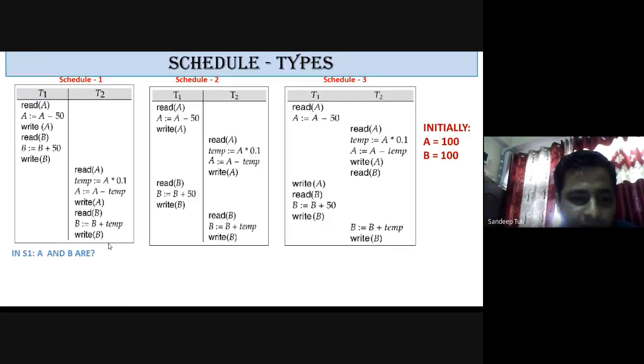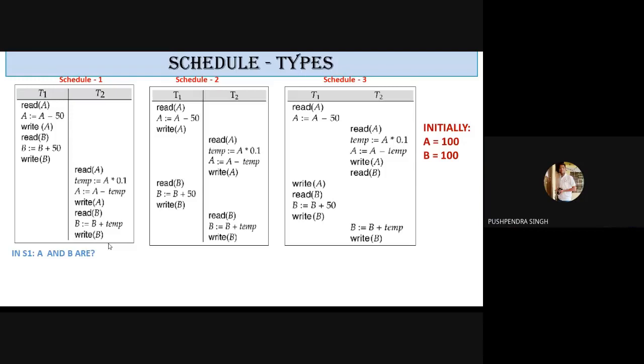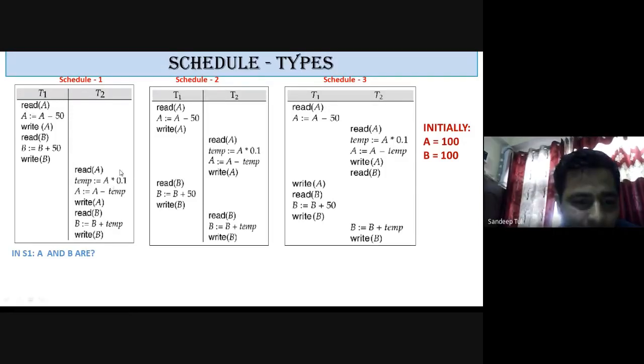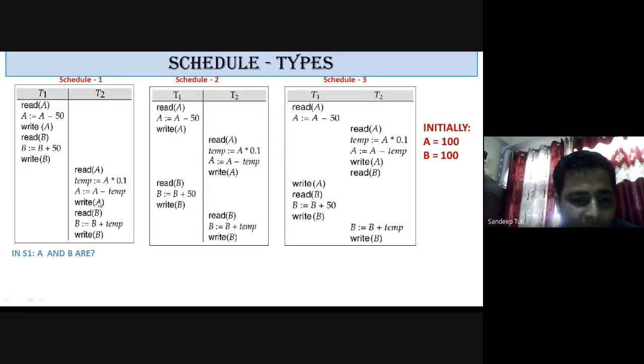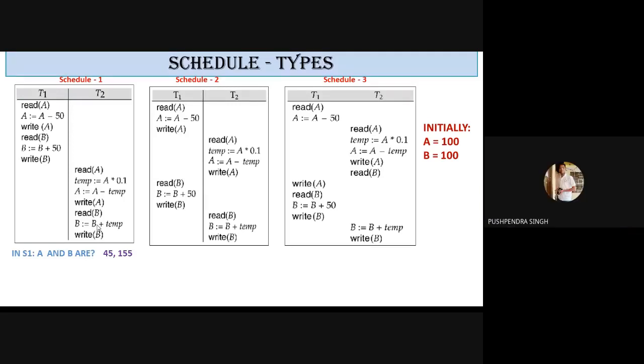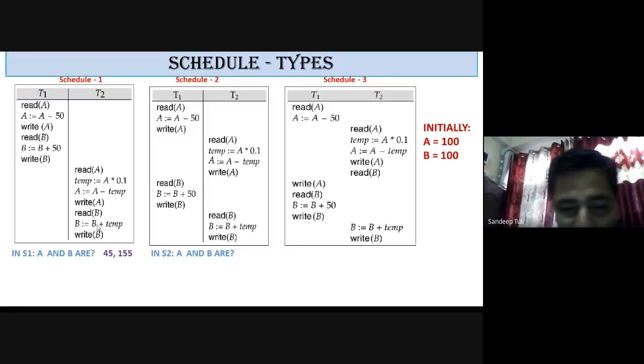As per the transaction T1, you are right. It means A will be 50 and B will be 150. But after that, T2 will also execute. It will read the value of A, and at that time the value of A is 50. When the transaction T2 starts, the value of A will be 50, and now 10% of A is 5, which will be debited from A. So A becomes 45 and B becomes 155. So finally, the answer is 45 and 155. Is it okay to you all? Yes, sir.